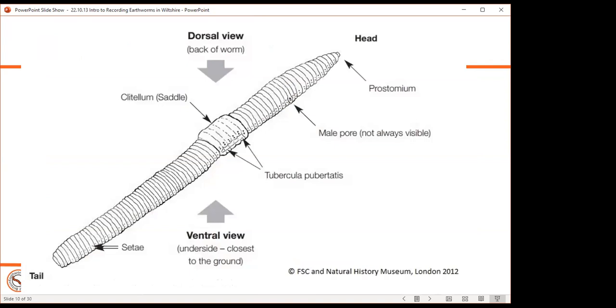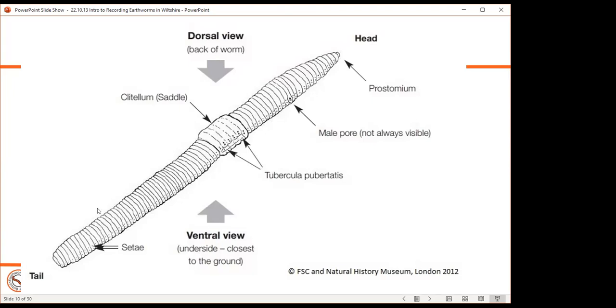So, the morphology of an earthworm is pretty simple. There isn't a lot that you can see with a dissecting or low power microscope. Starting at the head end, they have a head. Moving down, there's a feature called the milpaw, and I'll go through all these very briefly. Then you've got the saddle, which has a feature on it called the tuberculum pubertatis, which we refer to as the TP. And then along the whole of the earthworm, you've got these little dots.